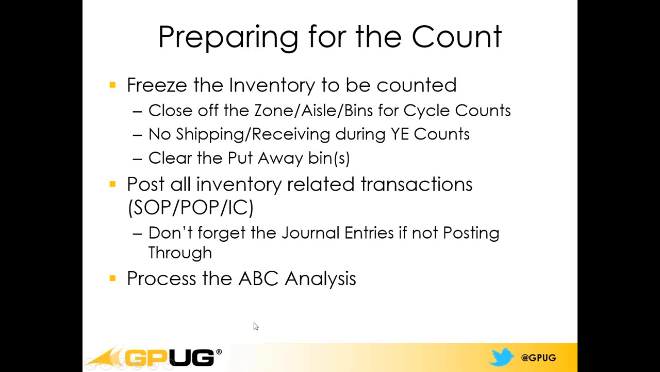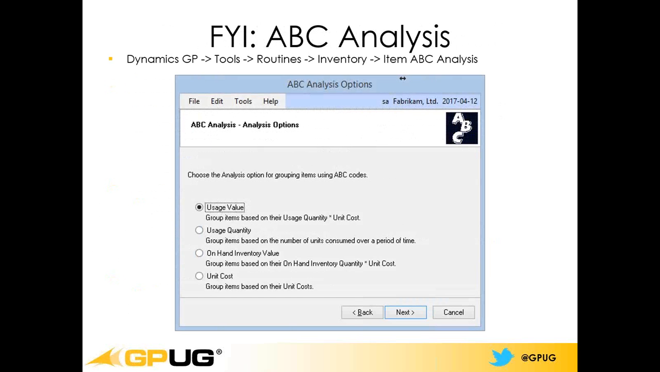If you're basing any of your inventory counts on your ABC analysis and you do it more frequently than annual, you're going to want to make sure that you run it. ABC analysis itself, I didn't want to dig into too much, but I did want to show folks where it was. It could honestly be its own session. Maybe Kim will set up a 1, 2, 3 session on this one. It's under Tools, Routines, Inventory, Item, ABC Analysis. You can base your ABC on either usage value, usage quantity, on-hand inventory value, or unit cost. So there are lots of different ways you can go for the out-of-the-box ABC.